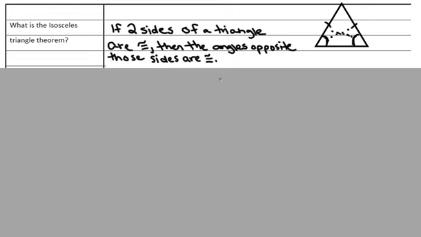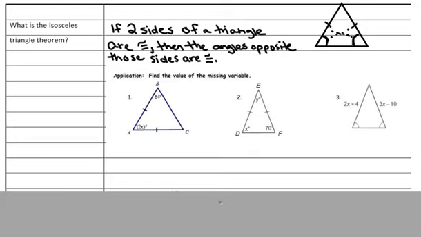So if two sides of a triangle are congruent, then the angles opposite those sides are also congruent. And that can work the other way as well, whereas if you know that there are two congruent angles, then the sides opposite the angles would be congruent. Okay, so go ahead and glue this next little sheet onto your notebook, and we will find the value of the missing variable, or we should probably add variables.